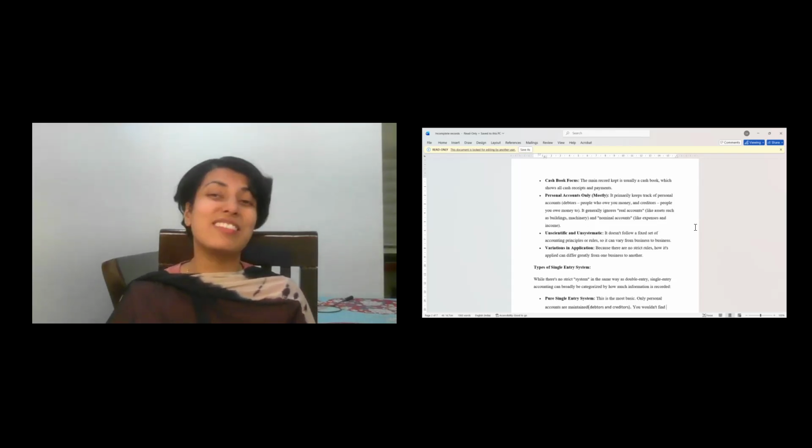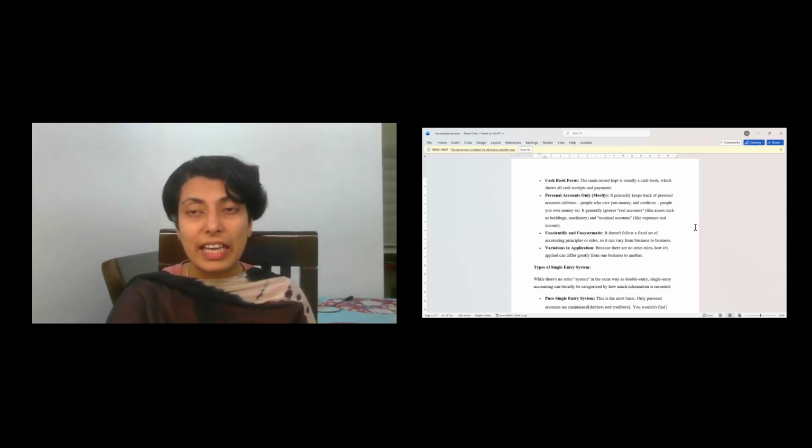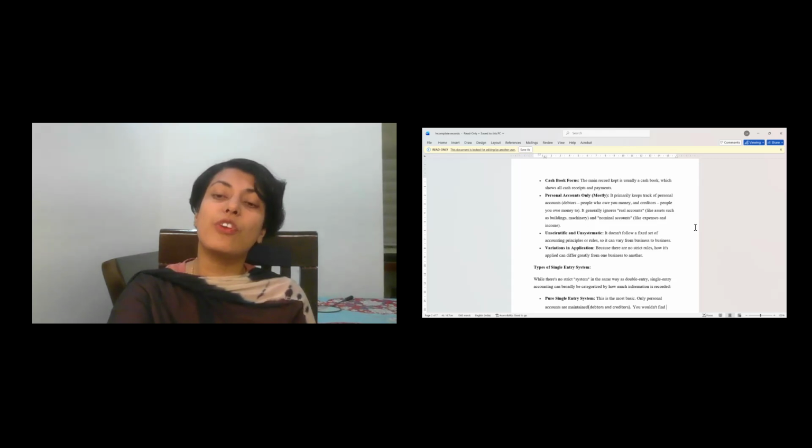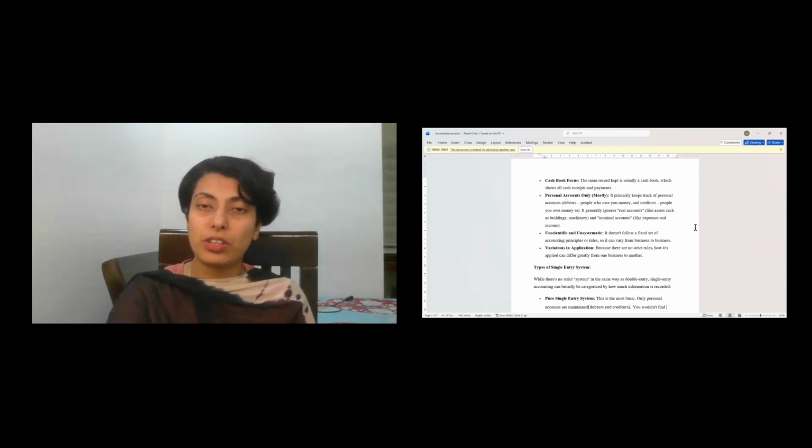Here only the cash book is focused on, because the sole proprietor needs to know at the end of the day how much is his receipt and how much is the payments that he has made. So only the cash book will be recorded and maintained. Here we can say the focus is more on the cash book.